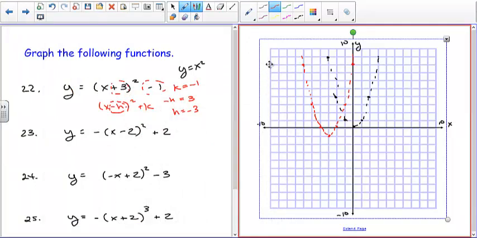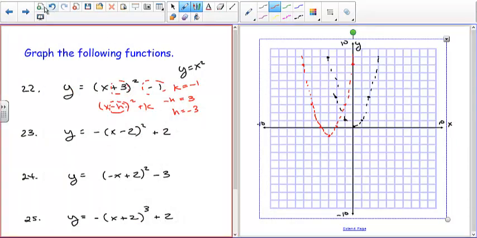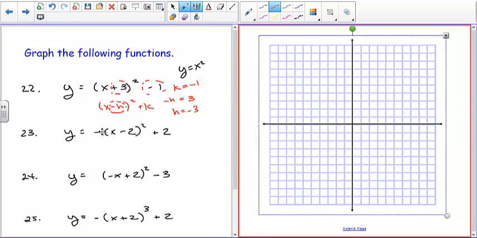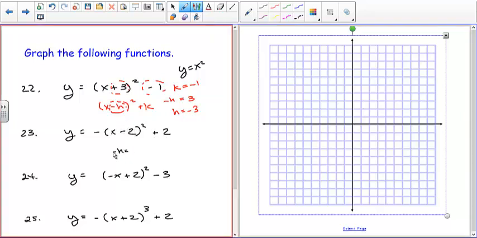Let's get a piece of graph paper, start on the next one. So the next one, we have three things happening. So you've got that, this is negative h, so we can say negative h equals negative 2, or h equals 2, and here we have k is just equal to 2. So these are the two shifty things.